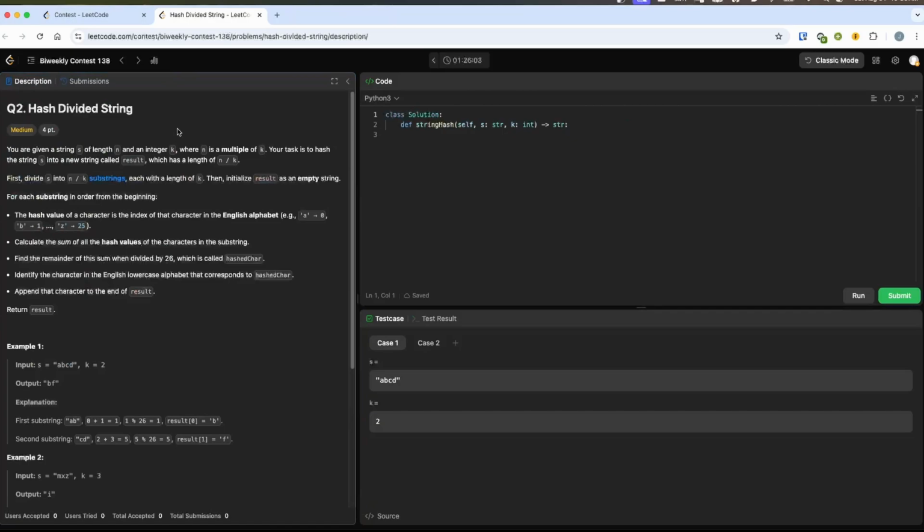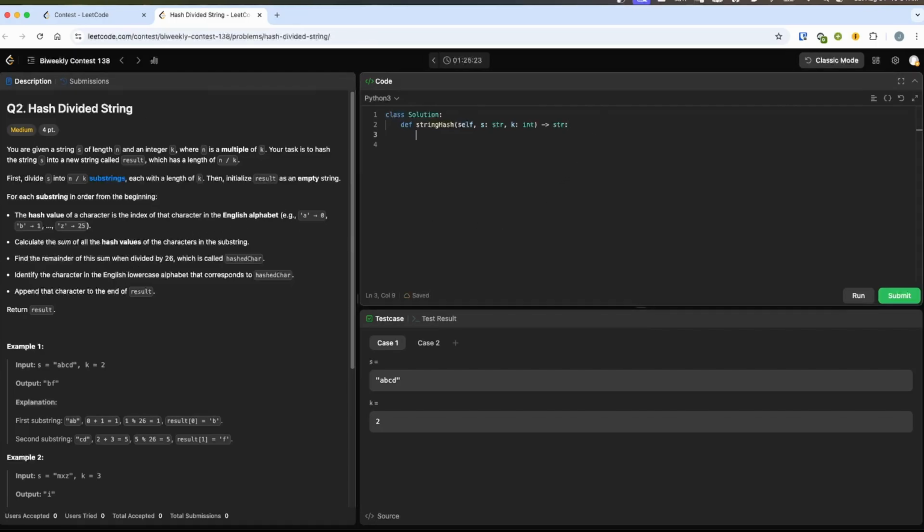Hash Divided String. So we're given a string s of length n and an integer k, where n is a multiple of k. The task is to hash the string s into a new string called result, which has a length of n over k. So first divide s into n over k substrings of length k. I think characters have these small hash values. Okay, so it gives us the algorithm basically, we just need to hash it.